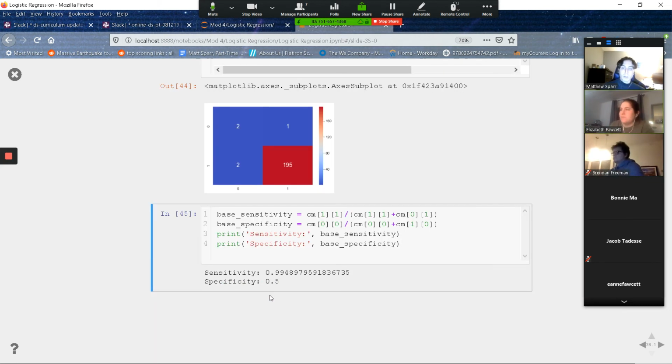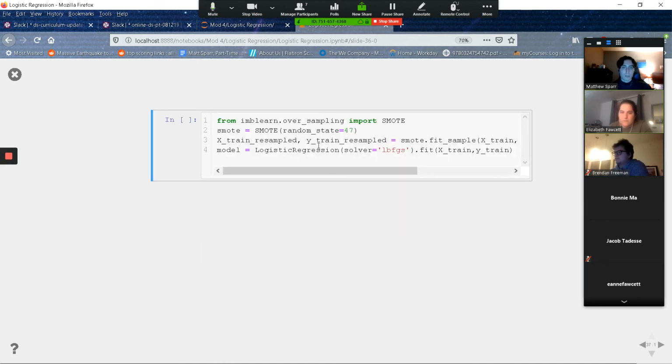So we can kind of print out the base sensitivity and specificity here. So since sensitivity deals with our one values, it's going to be very high, but our specificity is only 0.5 because it's basically a random guess. So we'll store that so that we can compare it here after we fix this problem of imbalance.